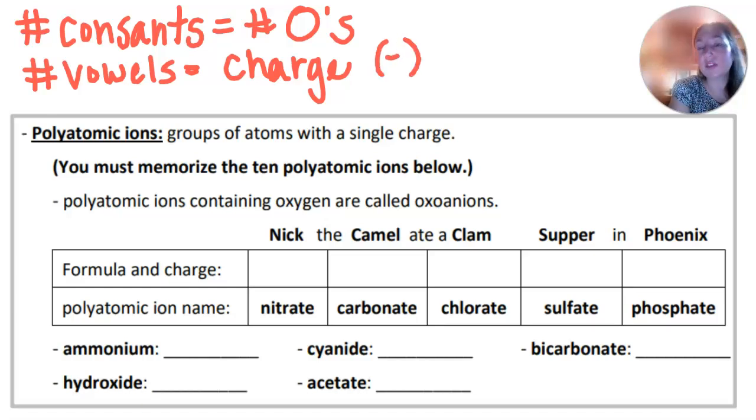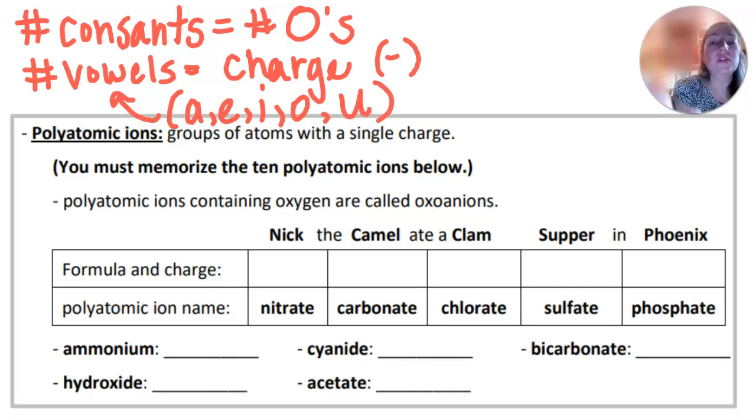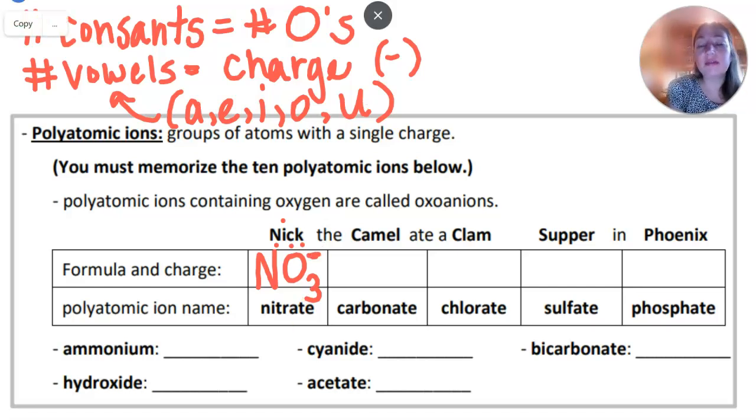Like what the negative charge is going to be, like -1 or -2. Now remember, vowels are A, E, I, O, and U. So consonants are all the other letters, right? Here's how it works. You go to Nick the camel. You go, okay, N, C, and K are consonants. What's the formula? I'm going to start with the N. The consonants tell me the number of oxygens. How many oxygens? 3. There was one vowel, the I, so it's going to have a charge of -1.